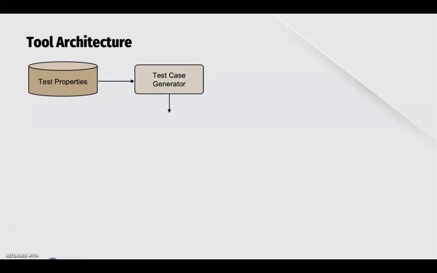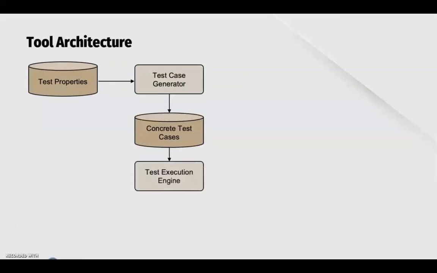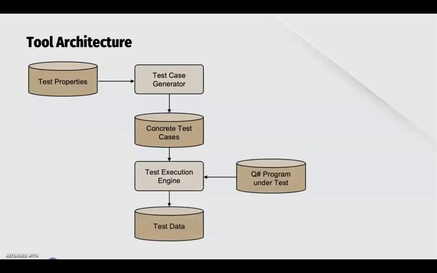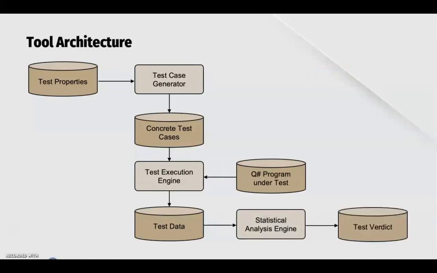In this slide, our framework architecture is displayed step by step. Firstly, the test script is parsed by QSharpCheck, and the appropriate test cases are generated by the generator part of the framework. Then the concrete test cases are passed to the test execution engine of the framework. This engine invokes the program under test. Subsequently, the test data will be fed into the statistical analysis engine. As soon as the analysis process is complete, the final test verdict is displayed to the user.